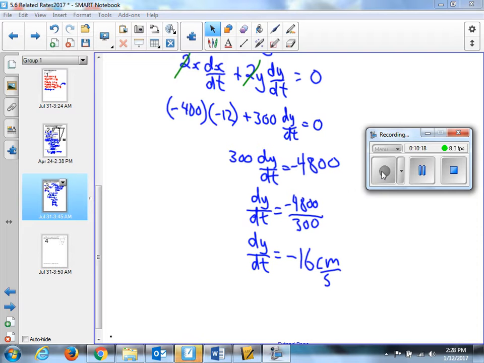You would have gotten the same thing otherwise. If you had drawn your diagram the other way, you still would have got negative 16. It would have been falling still. Now, any questions about that? It's easy when I do them.